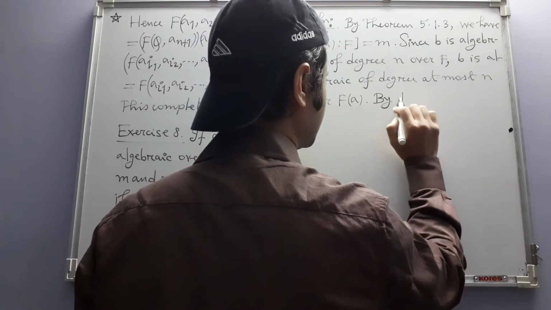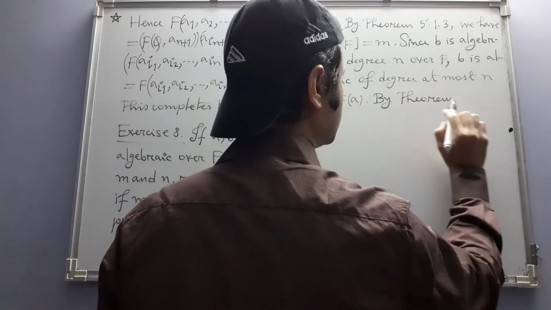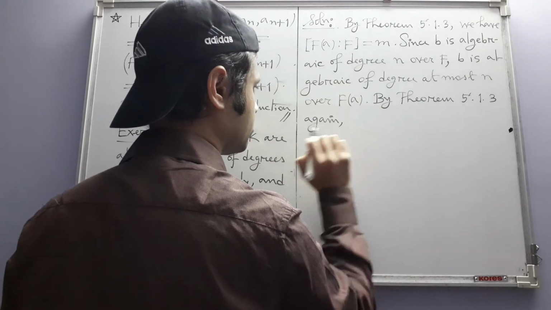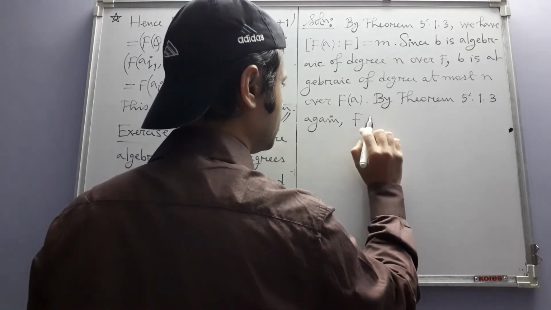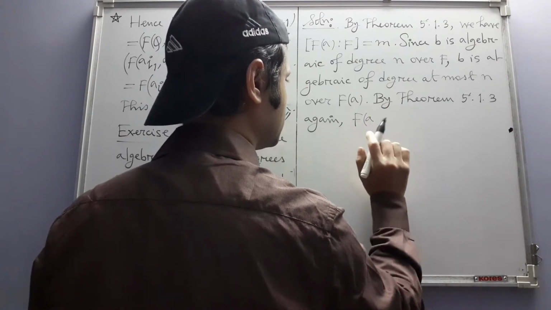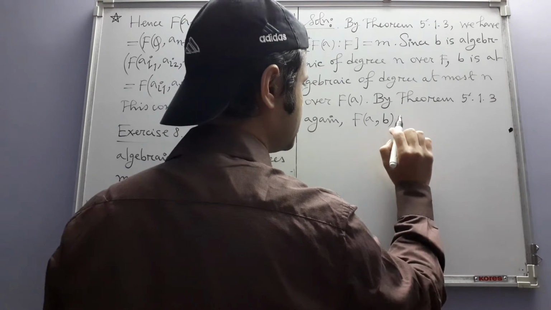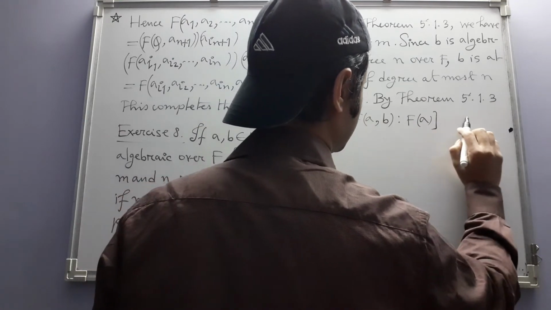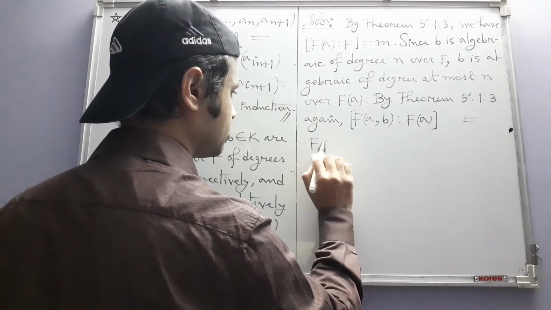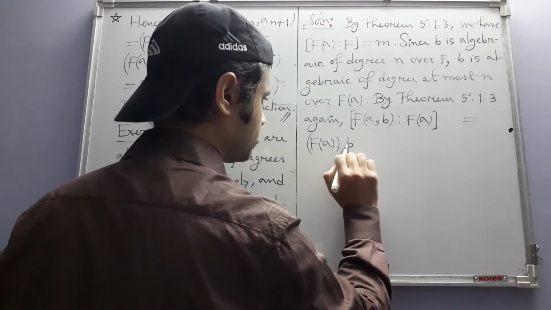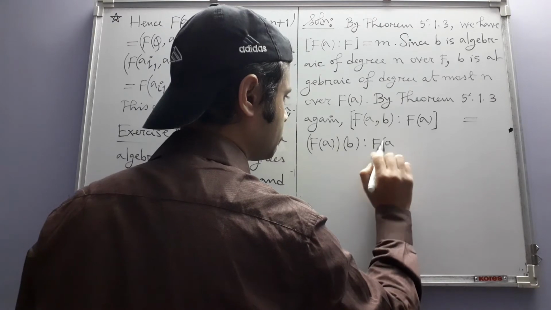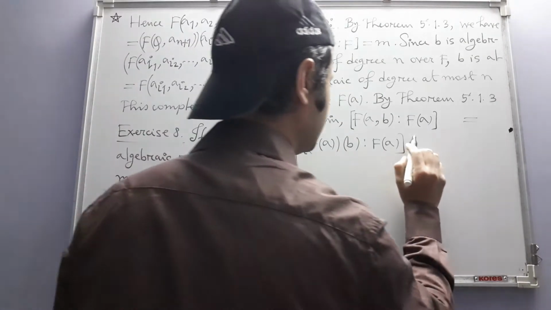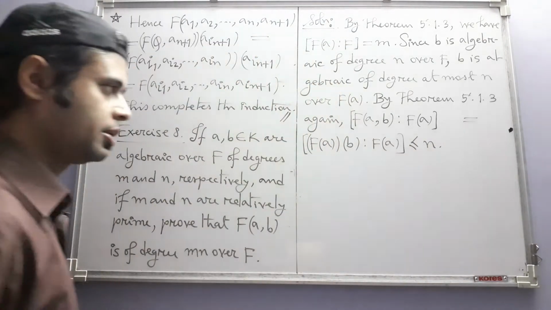And hence, by theorem 513 again, the degree of this extension F(a, b) over F(a) is equal to the degree of b over F(a), which is at most n, less than or equal to n.